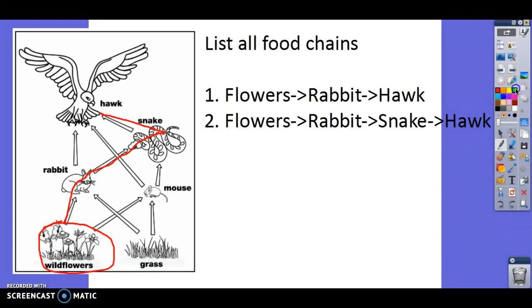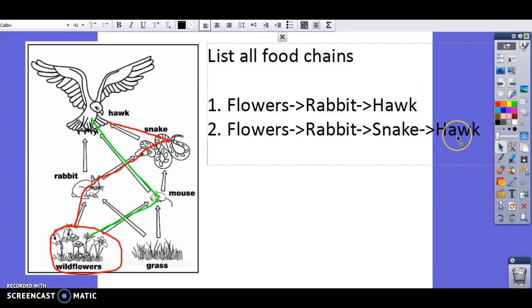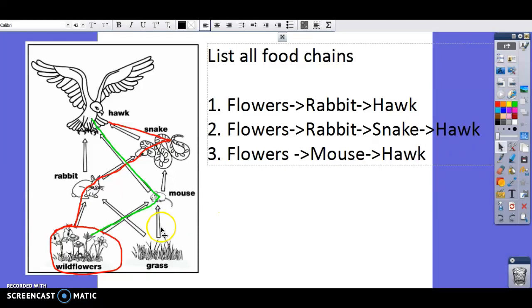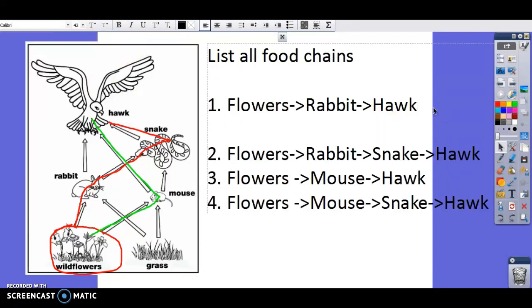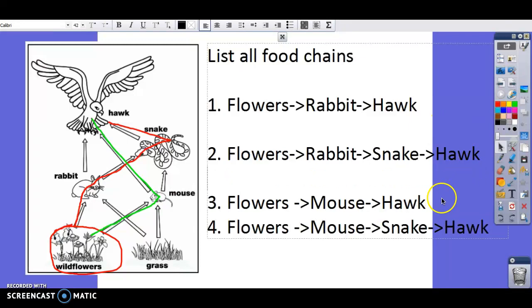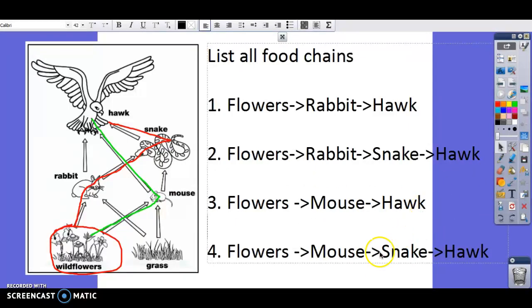Let's pick another color. We'll do another one here. So wildflowers, we could go to mouse and then hawk. So flowers, mouse, and then hawk. And then we could also do flowers, mouse, snake, hawk. So let's do that one: flowers, mouse, snake, hawk. Okay, so we're going to start with those. I know we didn't do the grass ones, but we're just going to start with these right now because I just want to show you how this is going to work.